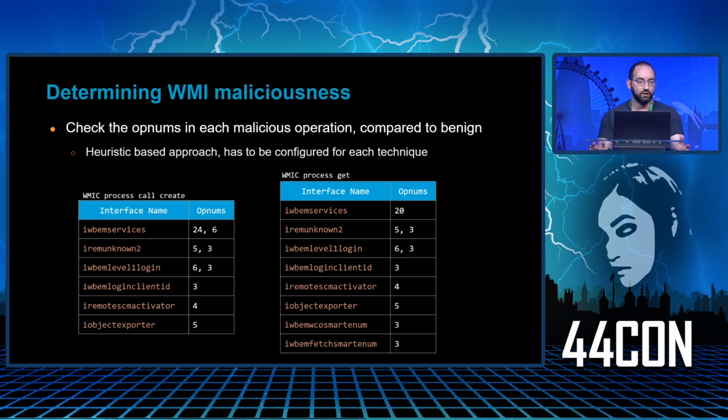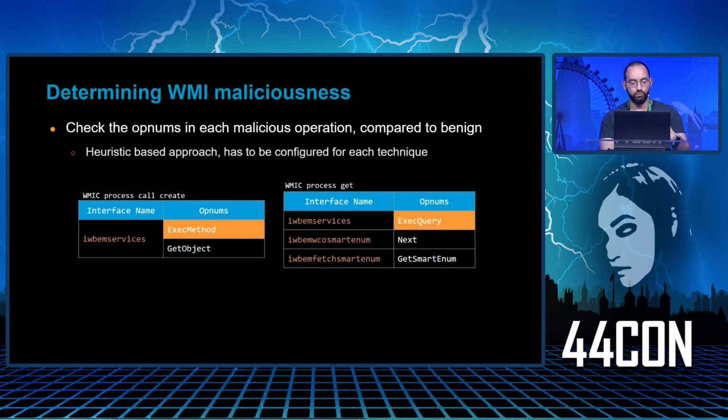And so how can we determine which WMI operation is malicious and which is benign? So again, the example is the process model. If we run both commands and see what RPC operations are being requested, we can see there's a difference between the call create versus the query. It's in the opnums that are being requested and also in the interfaces being used. With call create, we call the exec method operation, and we don't have the enumeration interfaces being loaded or used, but they are being used in the query.